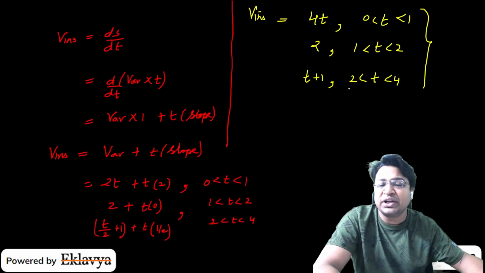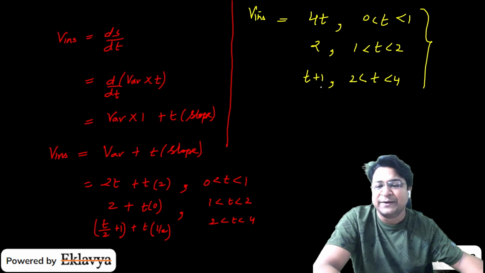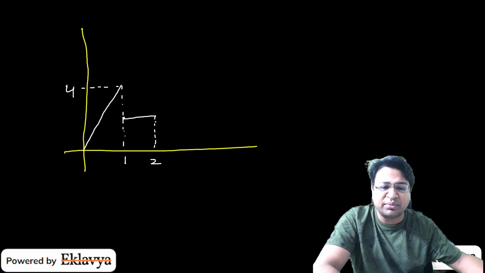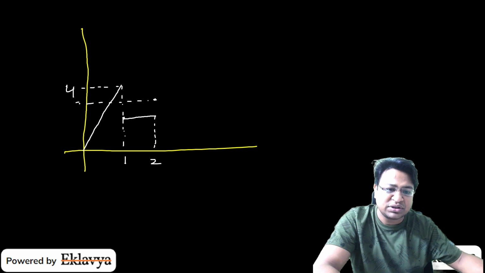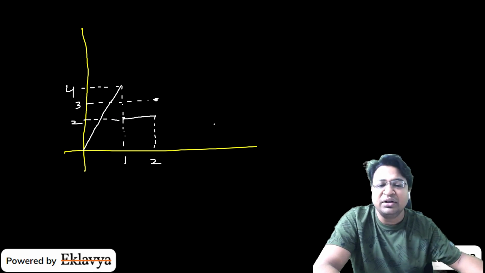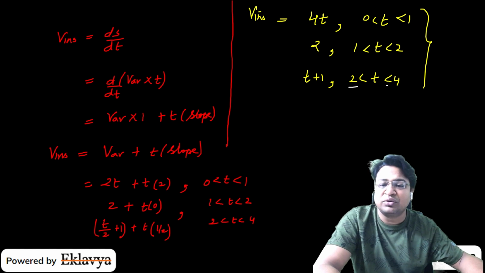Then for the next 2 seconds, it follows t plus 1. So when t is equal to 2, this will become equal to 3. So there is a sudden jump from 2 to 3, so that is the mid value of this, somewhere around here you can say. So this is 3 and this is 2. It starts from here and then with a positive slope, it goes till 5.